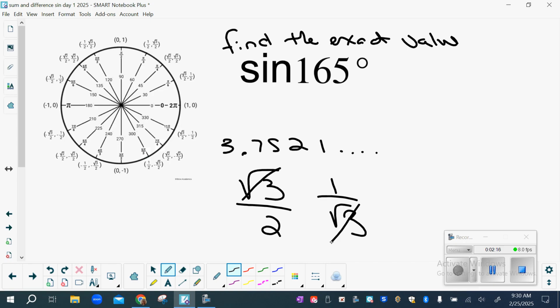Sometimes tonight we're going to get answers that look like this: root 6 minus root 2 over 4. And they won't always do that, pluses and minuses.